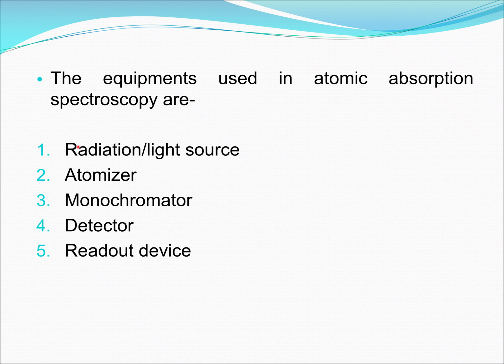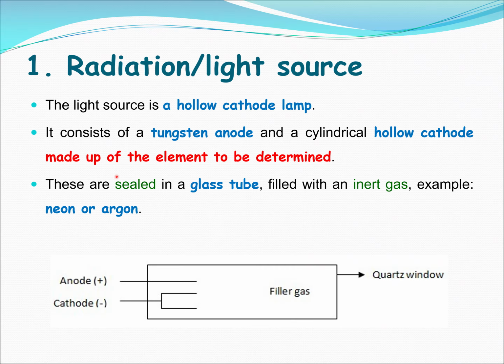So here are the basic equipments of atomic absorption spectroscopy. These are radiation source, atomizer, monochromator, detector, and readout device. We will discuss this one by one. First of all, radiation or light source. The light source is a hollow cathode lamp.